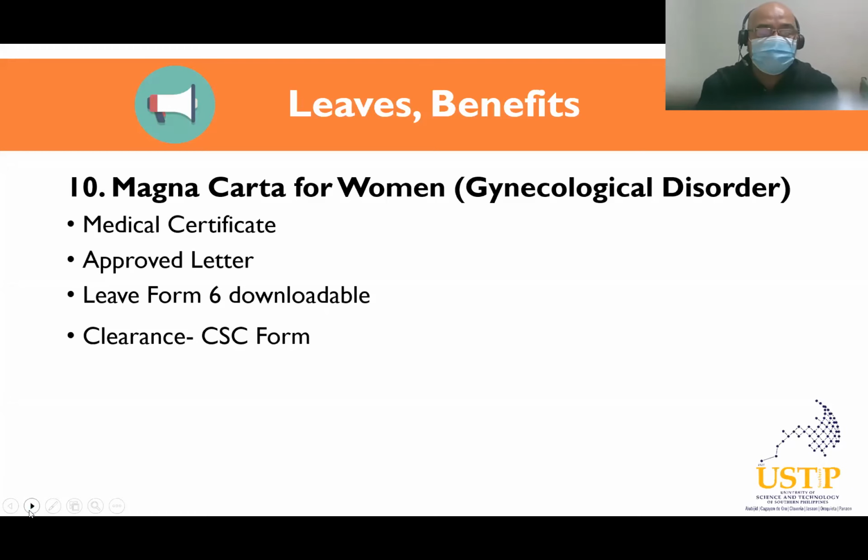the Magna Carta for women. This is different from the maternity leave. This is for gynecological disorder. The civil service has a list of disorders, and it depends on how many days you can avail. This has to have a medical certificate, an approved letter, and you have to use the downloadable form 6 from our HRIS. Then you need to have a clearance, the CSC form. You can ask HR for this clearance form. So for those gynecological disorders, as long as you have the complete documents, you can avail of this. Now this is one of your benefits.